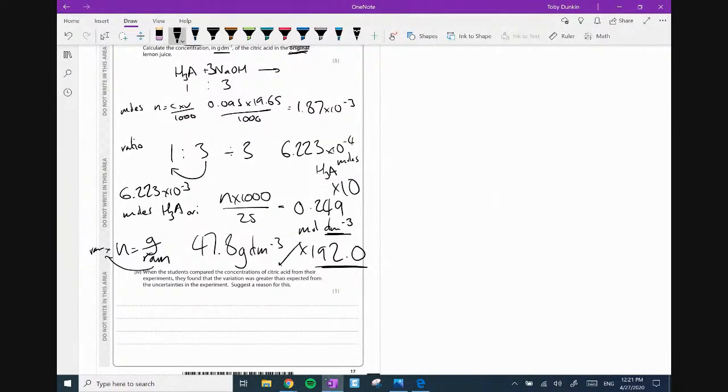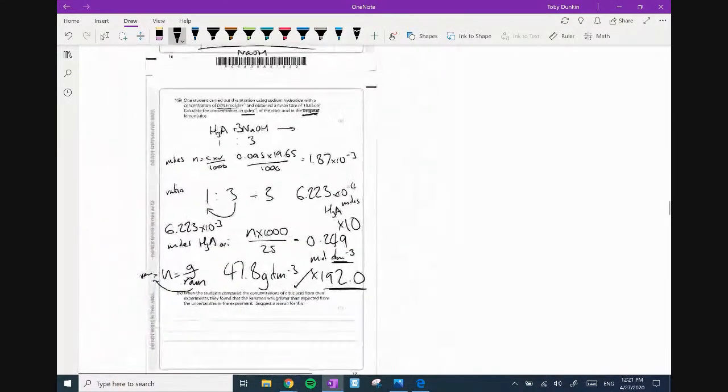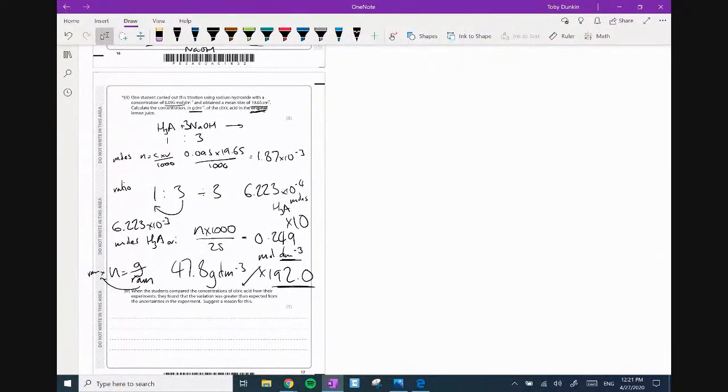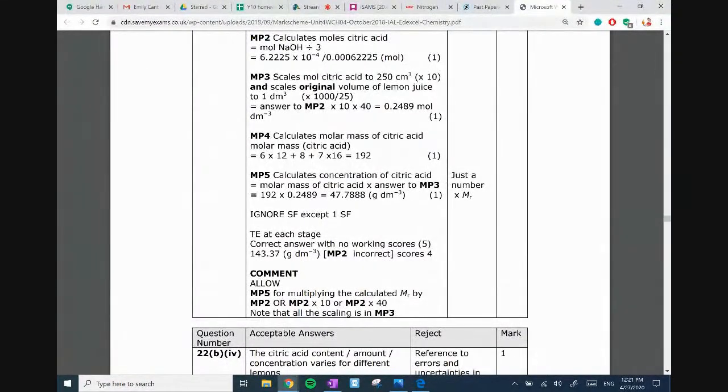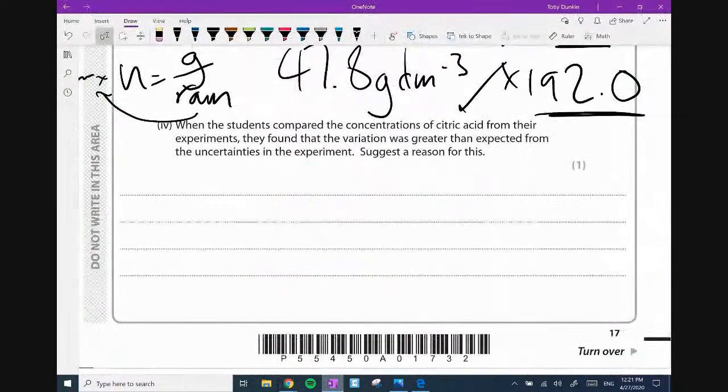So I'm going to give it to myself. It's good, not unless it says give it to like 5 significant figures, which it doesn't. It's absolutely fine. When the student compared the concentration of citric acid from their experiment, they found that the variation was greater than expected. From the uncertainties in the experiment, suggest a reason for this.